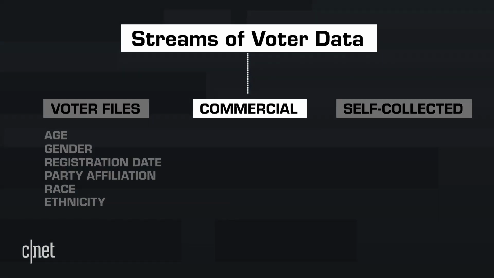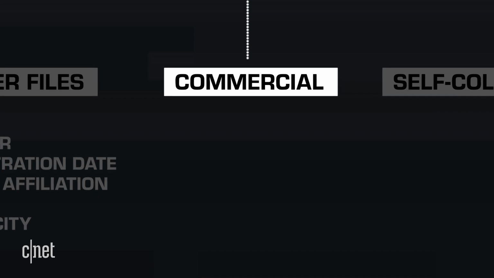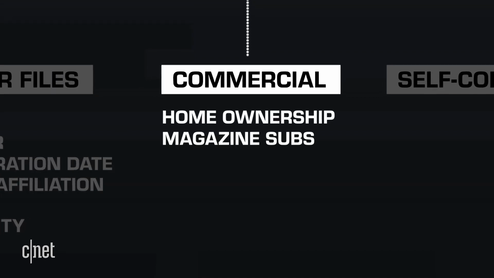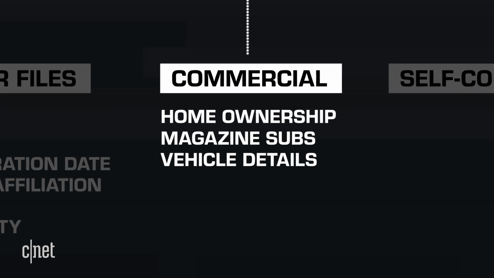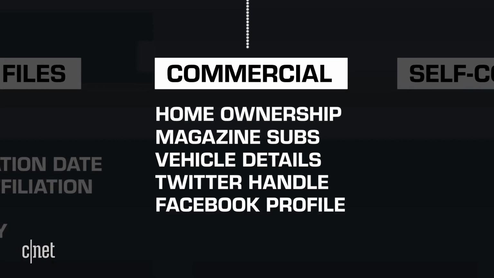The second source of data comes from commercial vendors or third parties. So these are companies that basically collect other data on voters, often from consumer databases. And these might include things like their home ownership status, or even what magazines they subscribe to, or what kind of car they drive. More and more, these data are being augmented with people's social media. So maybe their Twitter handles or their Facebook profiles.